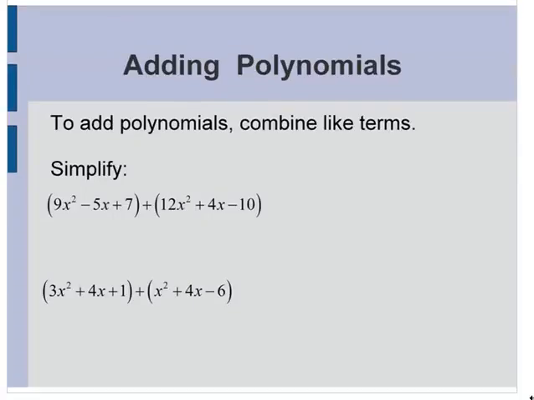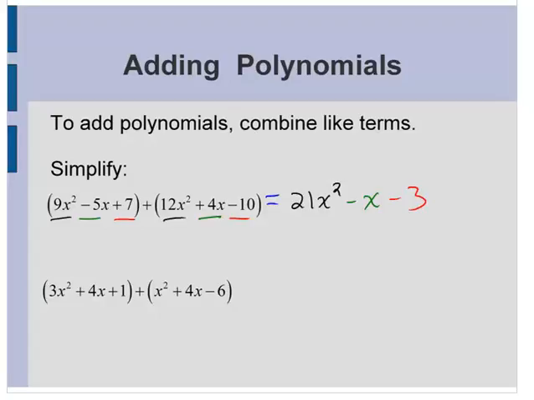Alright, adding polynomials is relatively simple. To add polynomials, all you have to do is combine like terms. So for example, if I had 9x squared minus 5x plus 7 plus 12x squared plus 4x minus 10, all I do is combine like terms. Alright, so I've got x squared terms, combining them, 21x squared. I have x terms, combining them, I'd have a minus x. And I have some constant terms, and so I would have a minus 3.